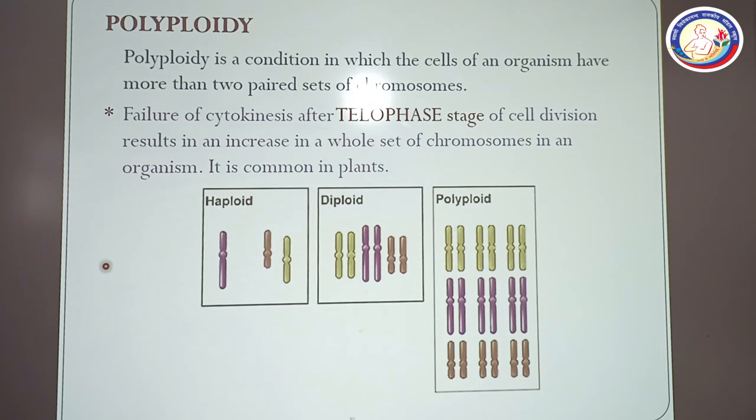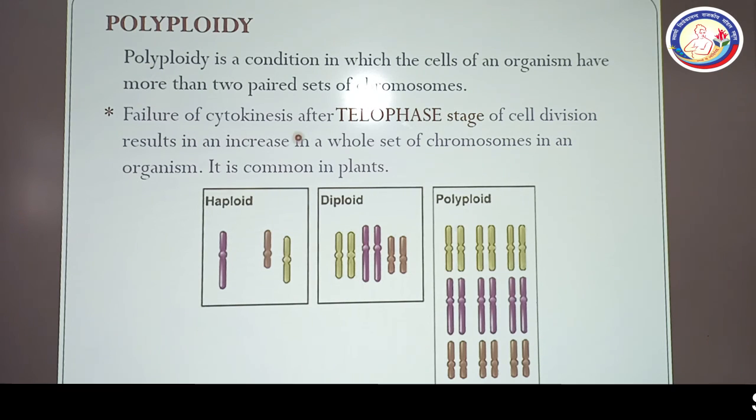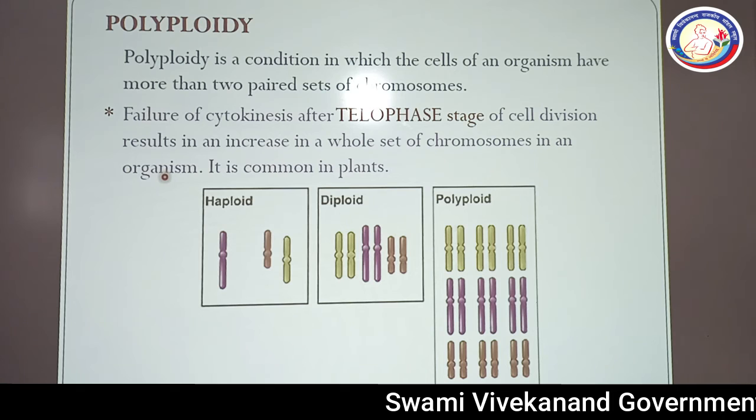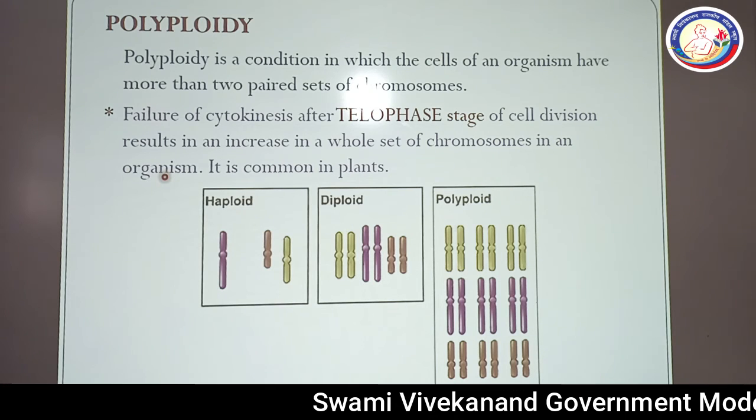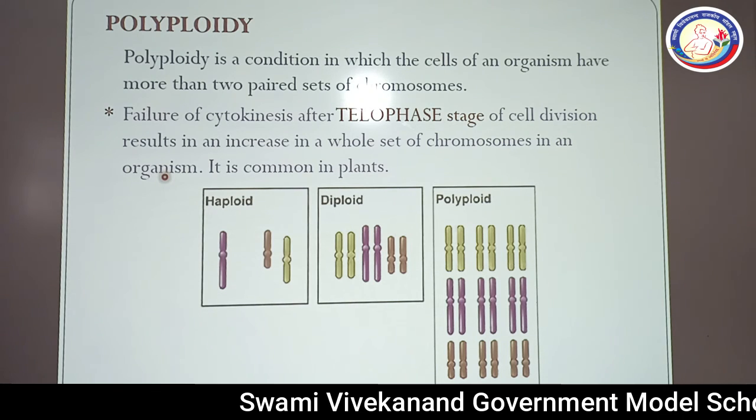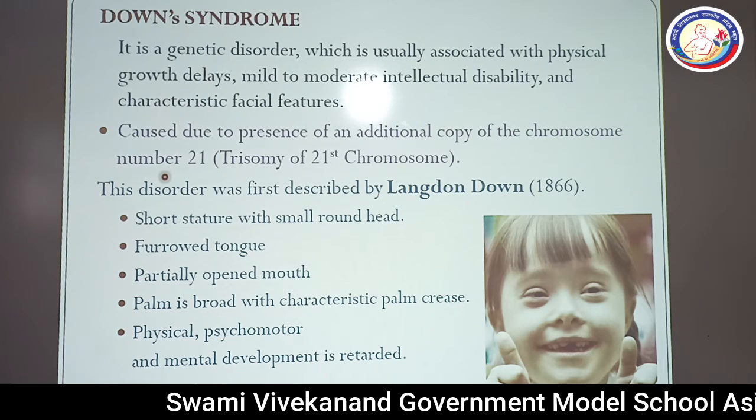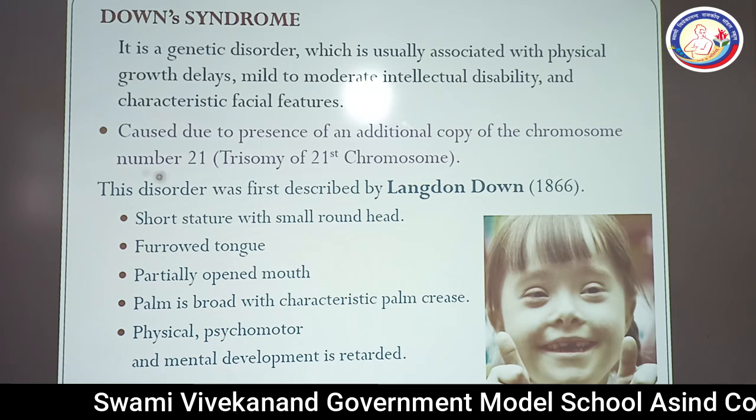What is polyploidy? I have already explained. Polyploidy is a condition in which the cells of an organism have more than two paired sets of chromosomes. What is the reason for polyploidy? Failure of cytokinesis after the telophase stage. If cytokinesis fails, cell division results in an increase in a whole set of chromosomes in an organism. It is very common in plants, especially wheat.